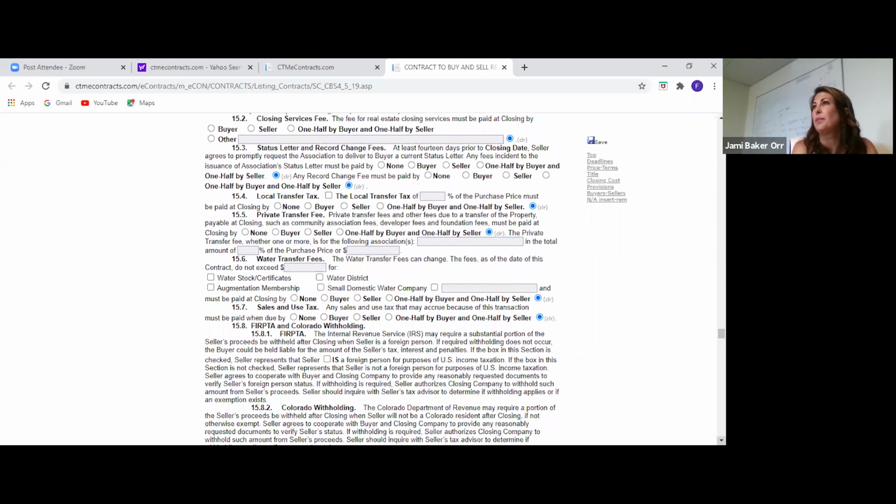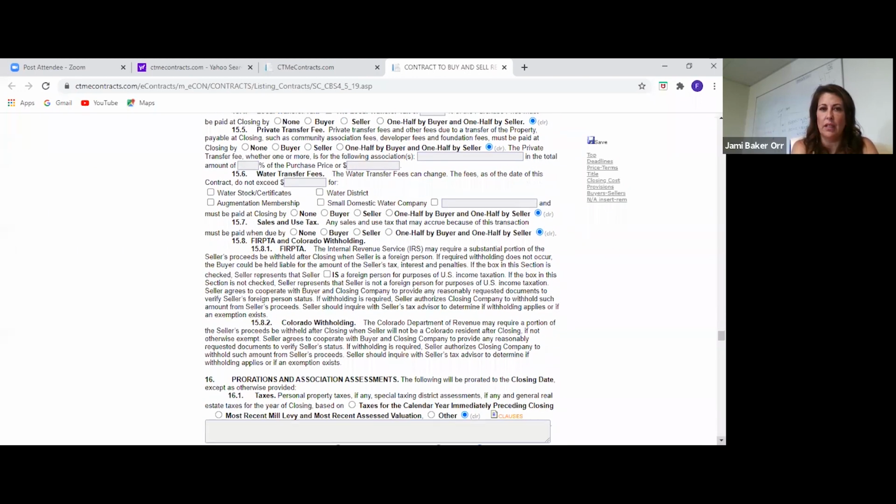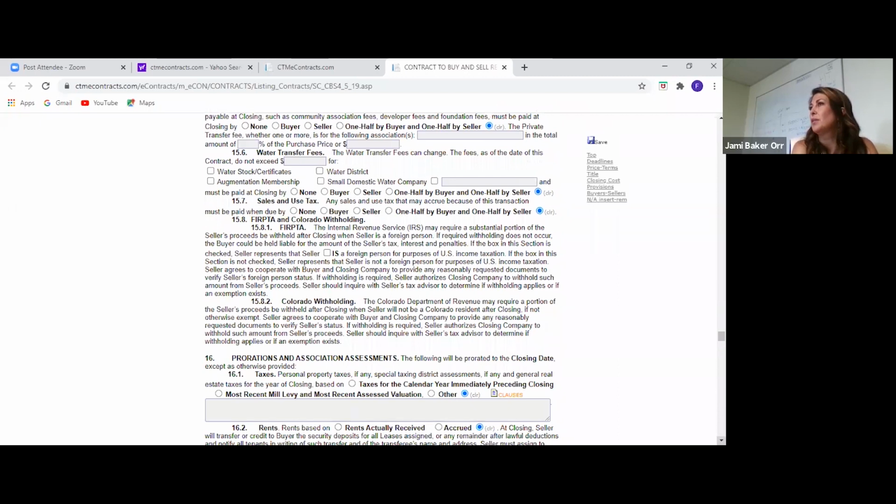Closing costs, who's going to pay for it? That's just the closing company fee, which is normally a couple hundred dollars, $300. Are they splitting it? Is one person paying it? If there's any transfer fees, so sometimes wells have transfer fees, augmentation, basically, not the actual well. Well, you have to pay, so yes, there's fees. Just know what they are, if you have water.